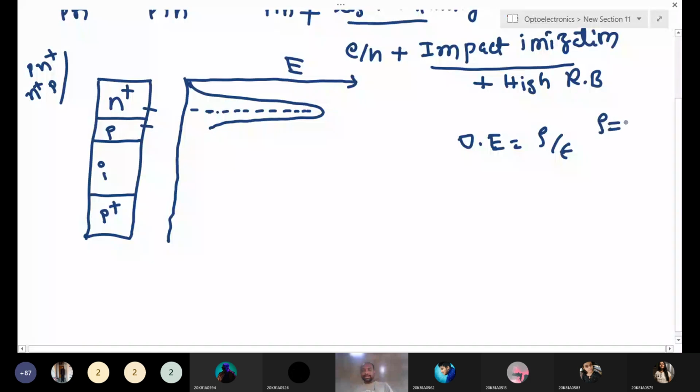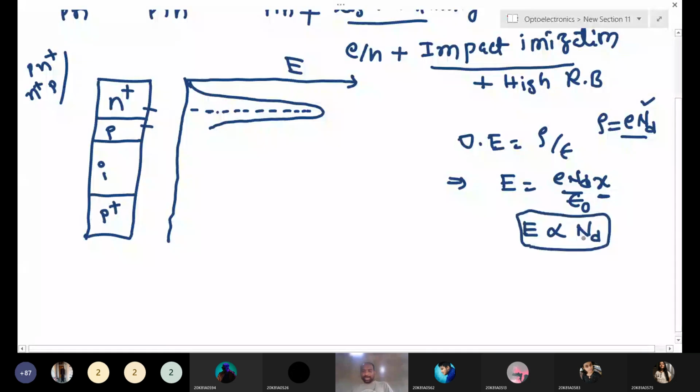So here, if you see, the electric field is proportional to the donor density. Take this concept here: the electric field is always proportional to the donor density, or similarly the acceptor density. This you can derive also. In case of holes, you can take rho is equal to E NA. So the electric field is always proportional to the donor atoms.